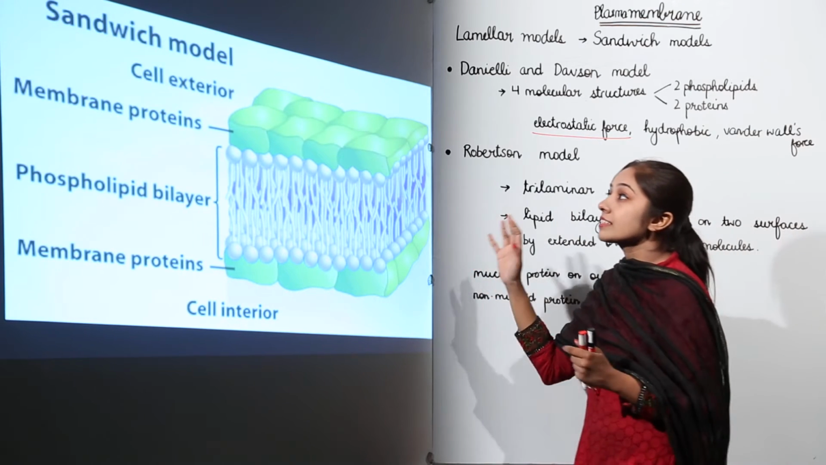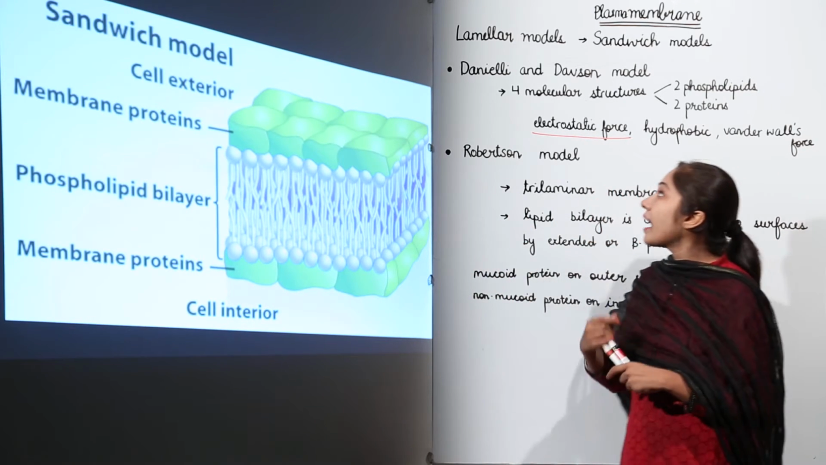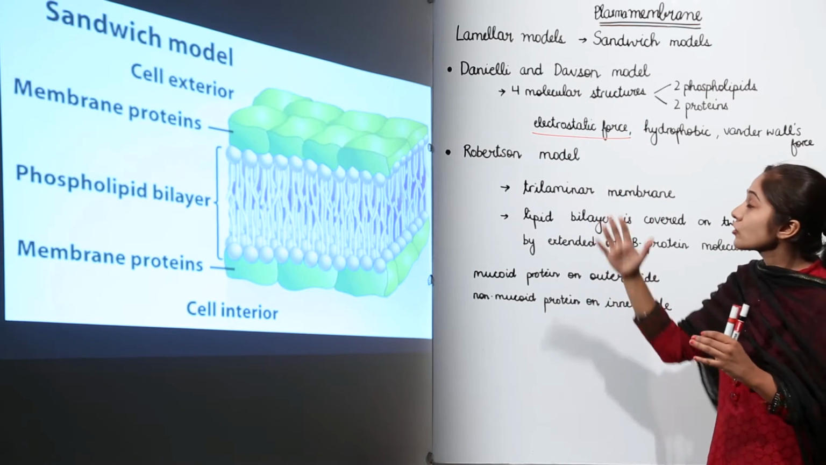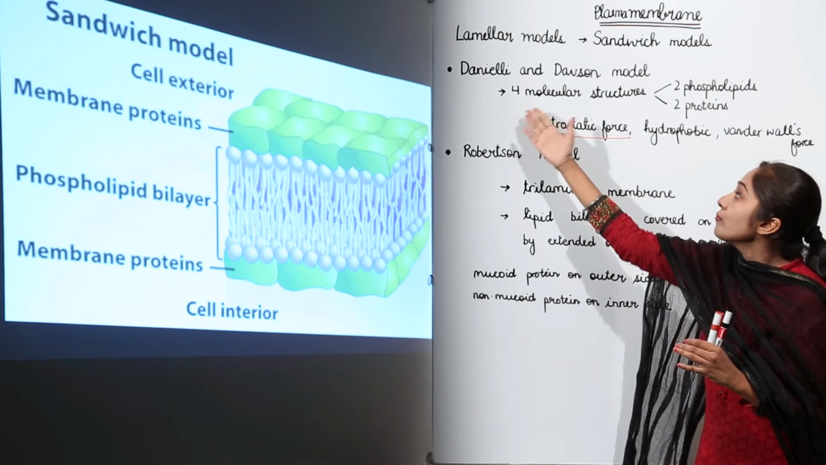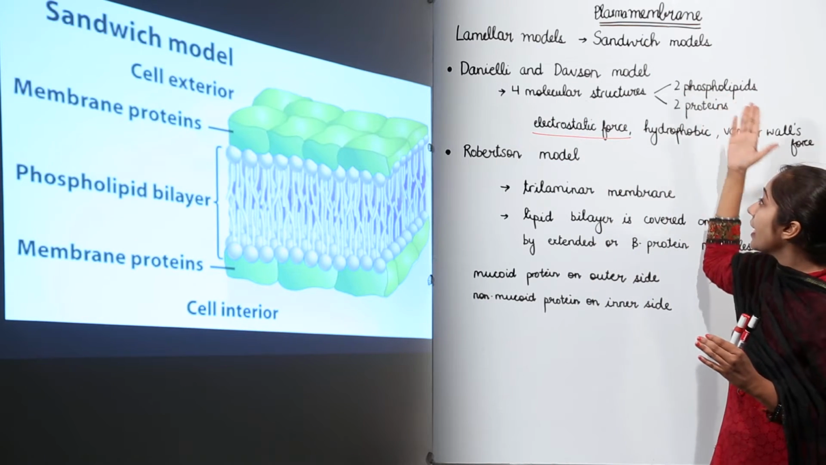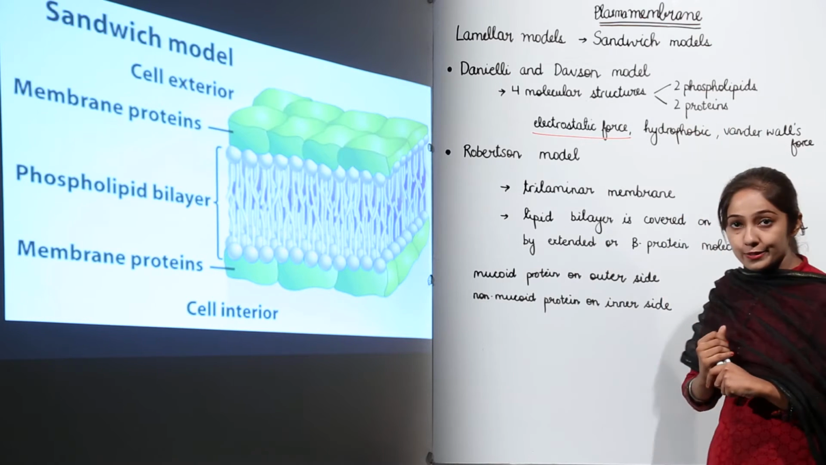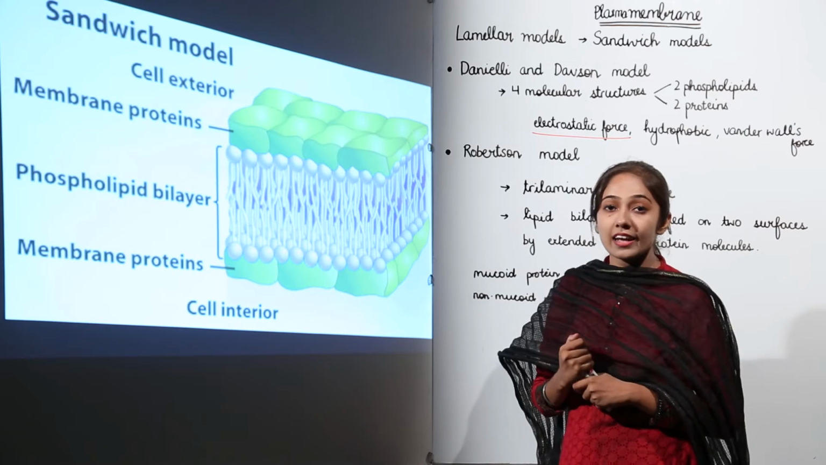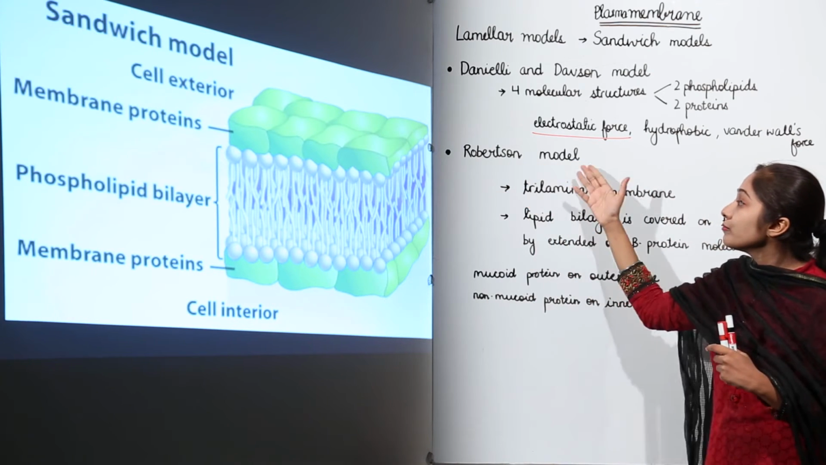So, this is the sandwich model proposed by Daniell and Davidson, conveying that it is a 4 molecular structure with 2 phospholipid layers and 2 protein layers. After this, there was a slight modification and the Robertson model came.